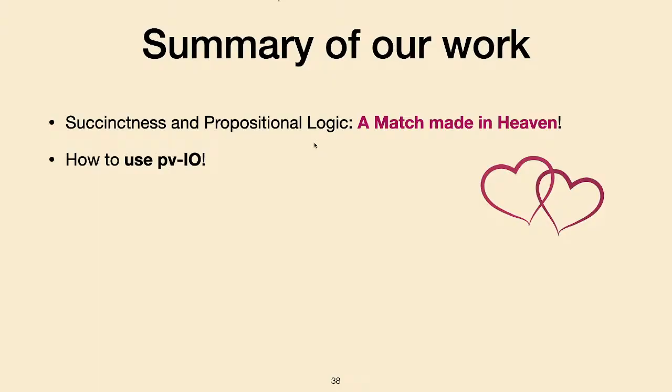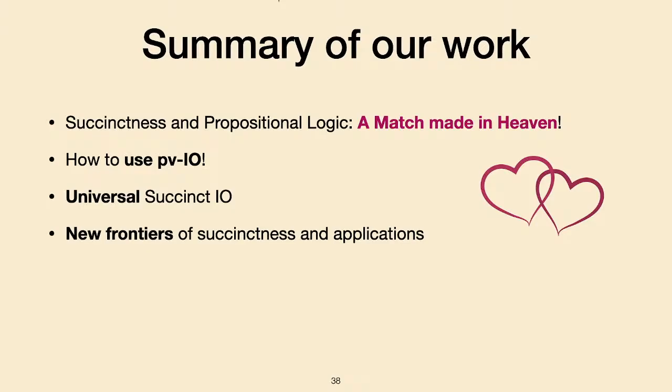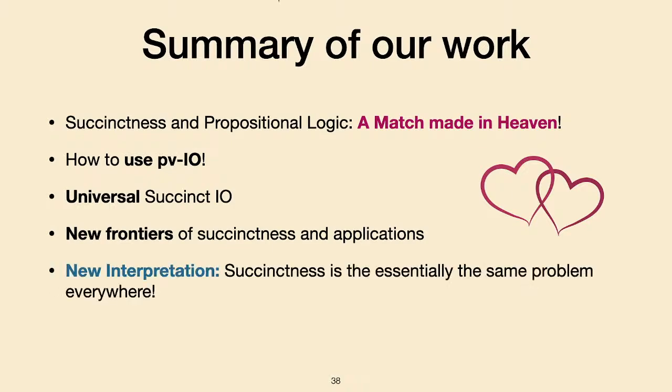Okay, so a summary of our work. This is the original title of a note suggested for my thesis, but I rejected it, so I'll put it here: succinctness and propositional logic. It really seems like a match made in heaven. It seems like propositional logic is meant to give us succinctness. So how much more can we leverage this? We showed how to use PVIO, and we showed, you know what, the JJ22 construction was already universal. We also pushed the level of succinctness we can ask for, and we asked for full succinctness. We also gave nice applications of that. And a new interpretation comes out of this, which says succinctness is really the same problem across all these difficult cryptographic objects. Okay, let's slay the dragon.